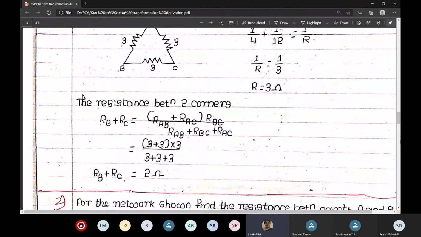So 3 plus 3 is 6. 6 into 3 divided by 6 plus 3. So between any two corners, the resistance will be 2 ohm.